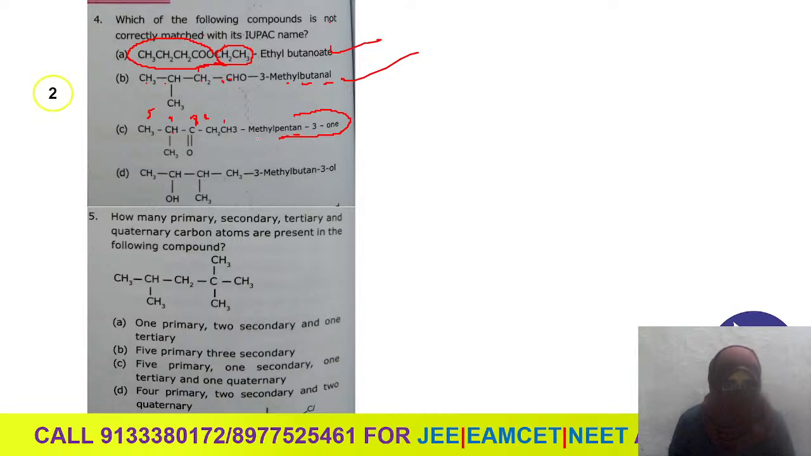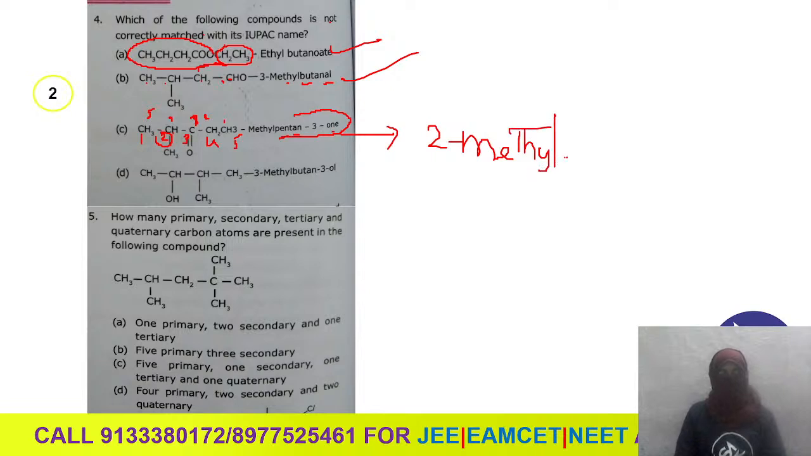Wait. 1, 2, 3. I had better start numbering from this side. 1, 2, 3, 4, 5. If I start from this side, I'm getting 3. But if I start from the left side, I'll get methyl as 2. Hence, the name of the compound is 2-methyl pentan-3-one, or 3-pentanone also you can write.